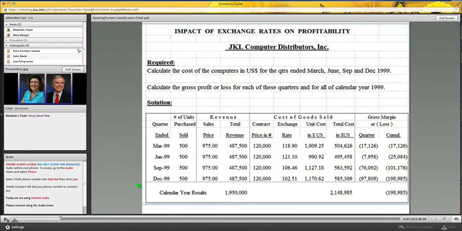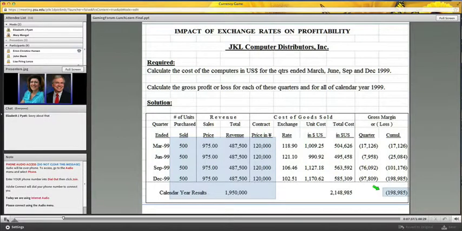And lo and behold, when we now look at the next year, also March, June, September, and December, but now it's 1999. Please note that highlighted, nothing changes between 1998 and 1999 relative to my expected revenue. I'm going to get $1,950,000, and the computers are going to cost me 120,000 yen a piece. But guess what? The dollar weakens.